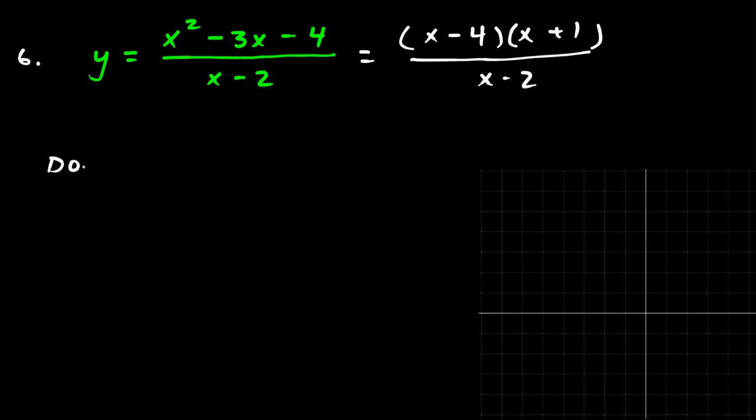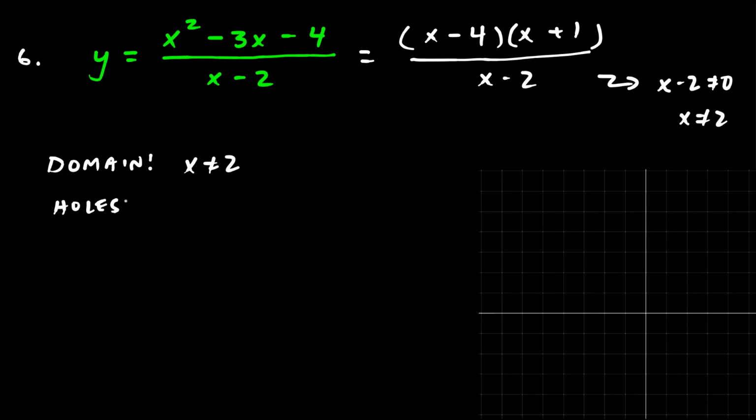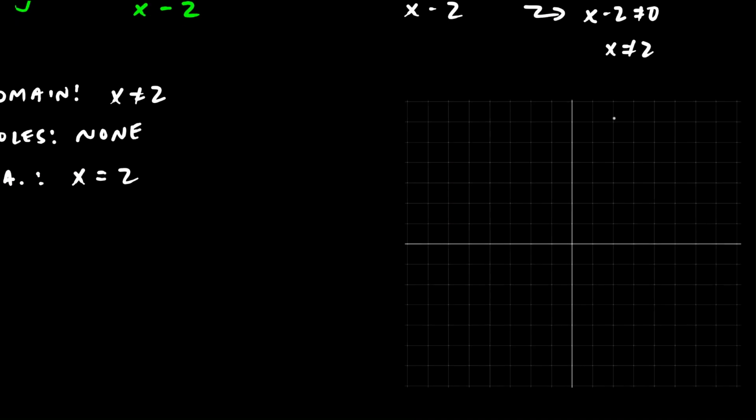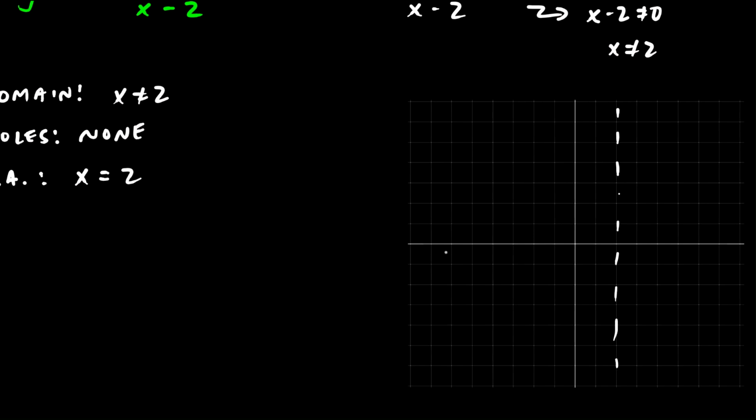So first thing as usual, we'll look at our domain restriction, the 0 of the denominator. So we know that x minus 2 cannot be 0. So x cannot be 2. Holes: nothing was common to both the numerator and denominator in terms of factors, so there are none. We have our vertical asymptote, the remaining 0 of the denominator, which is simply x equals 2. Let's go ahead and put that in, x equals 2, our vertical asymptote.